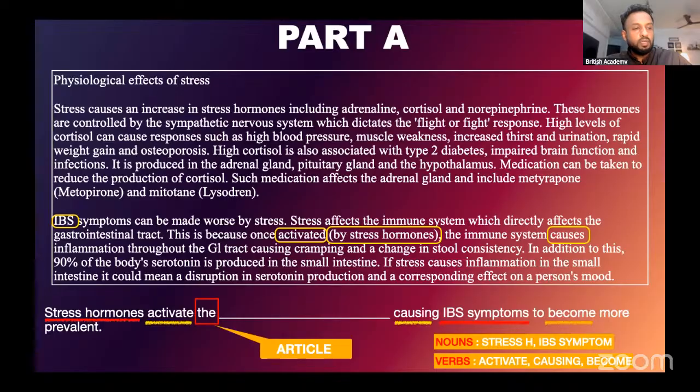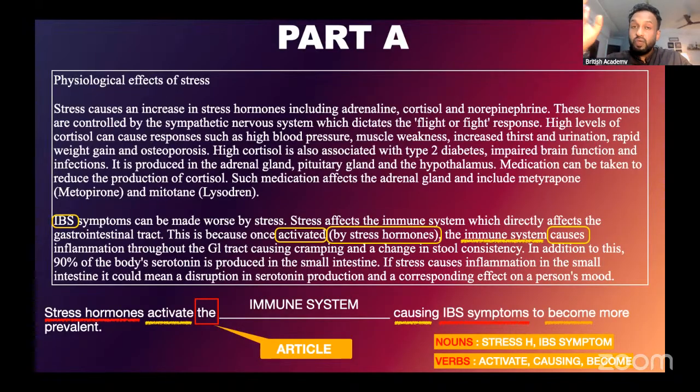I can see many people typing it. Okay, very good. Wonderful. Yes, that's correct. The answer is immune system. The immune system causes IBS symptoms to become more prevalent because it clearly says.